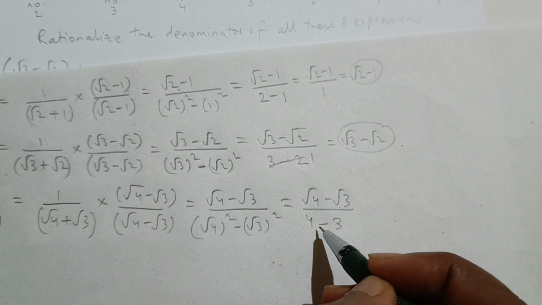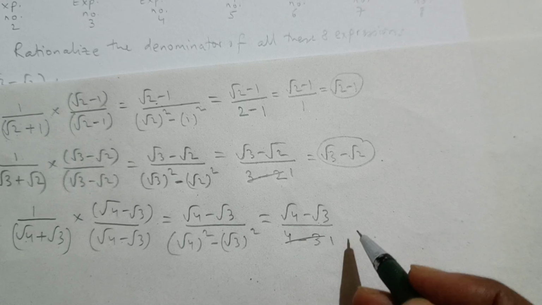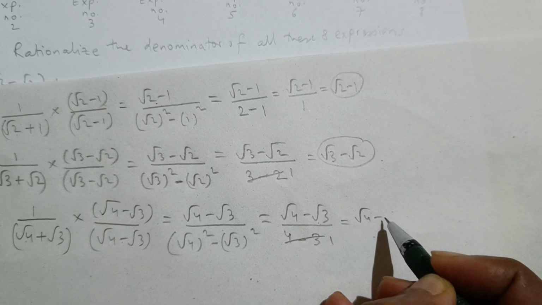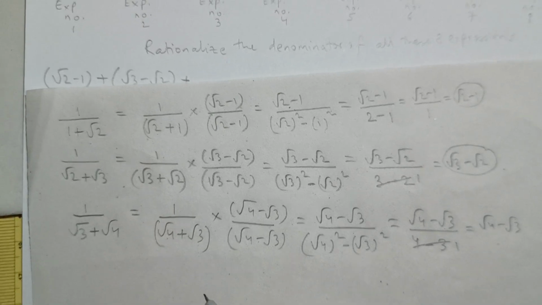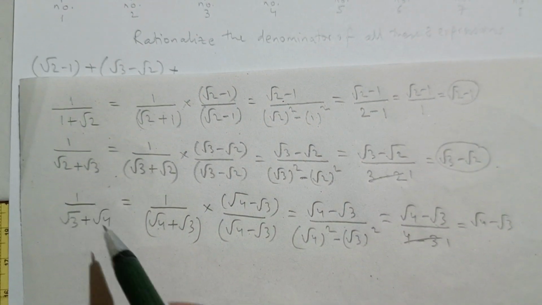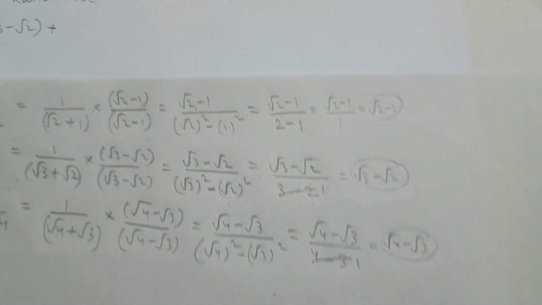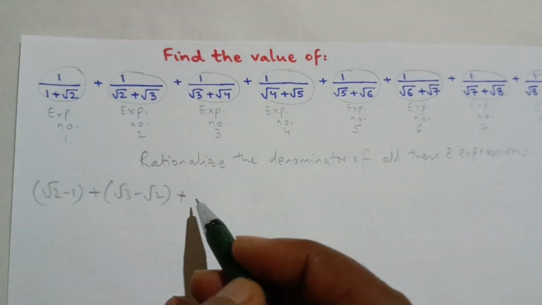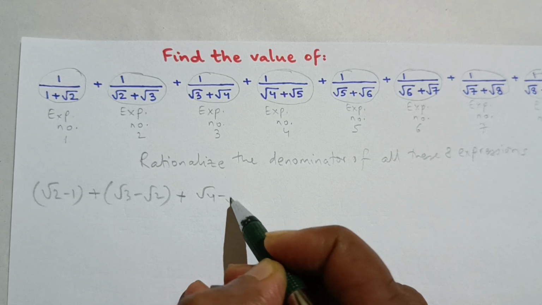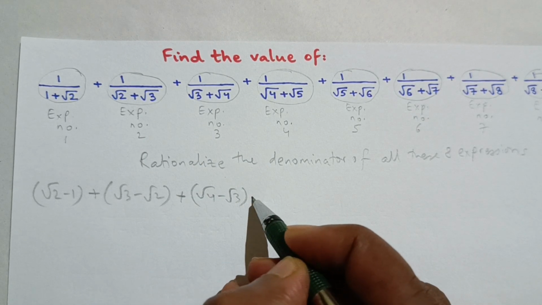So 4 minus 3. 4 minus 3 is 1. So square root of 4 minus square root of 3 upon 1, or simply square root of 4 minus square root of 3. So expression number 3 becomes square root of 4 minus square root of 3. So this is expression number 3.